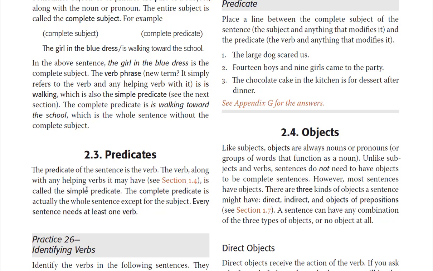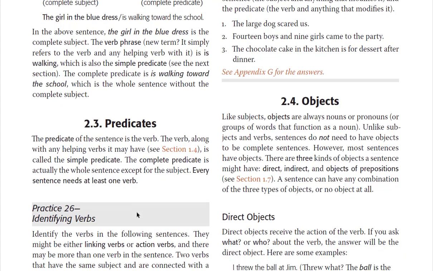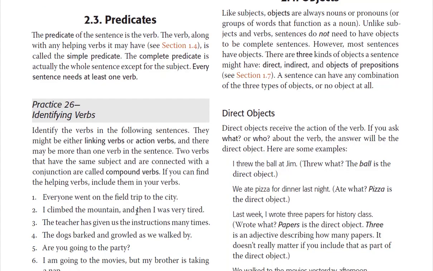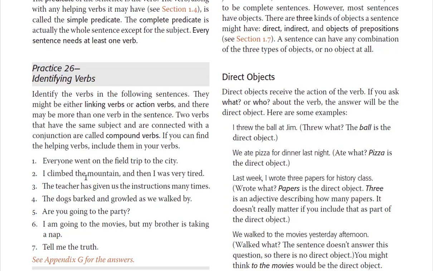The verb, along with any helping verbs it may have, is called the simple predicate. The complete predicate is actually the whole sentence except for the subject. And every sentence needs at least one verb. If it's missing a verb, then it becomes a sentence fragment. So, everyone went on the trip to the city. Everyone is the subject or complete subject. Went on the field trip to the city, that whole thing is a predicate.